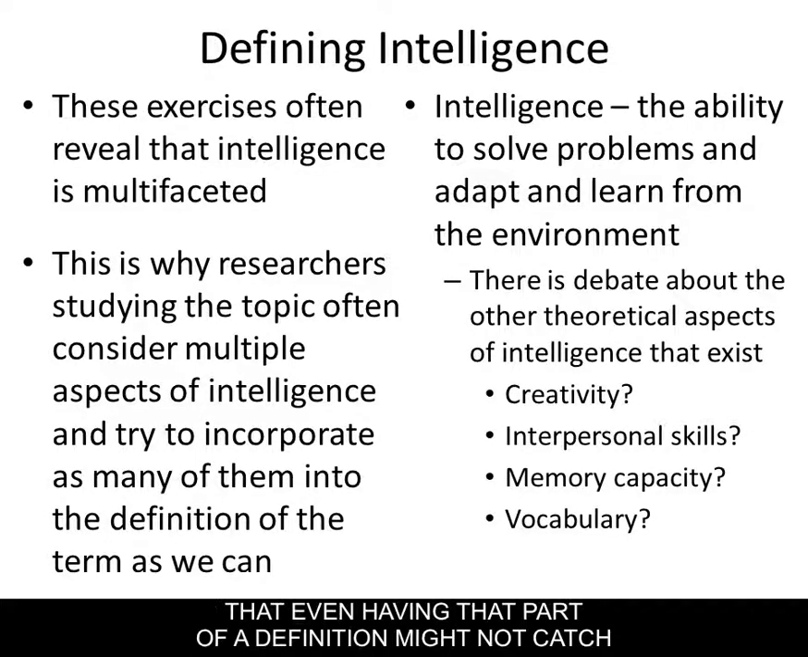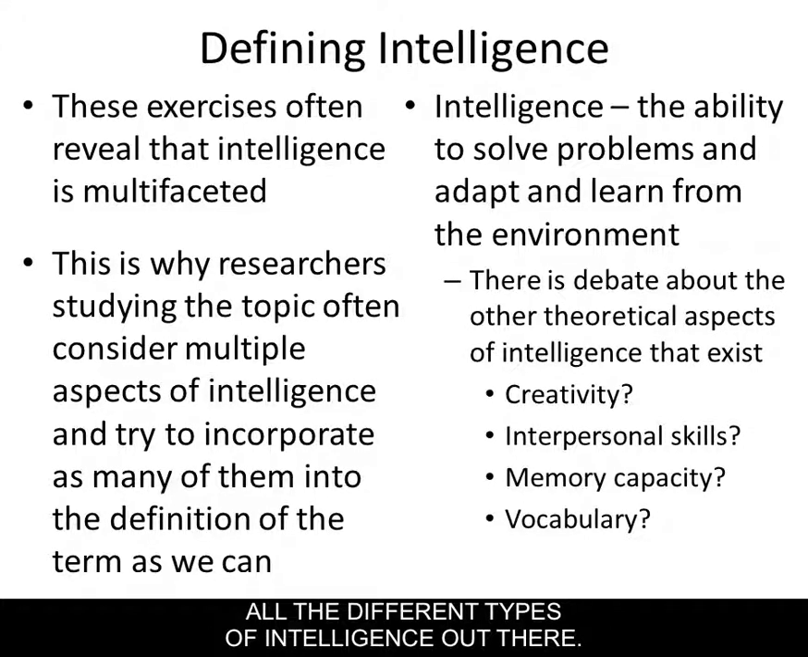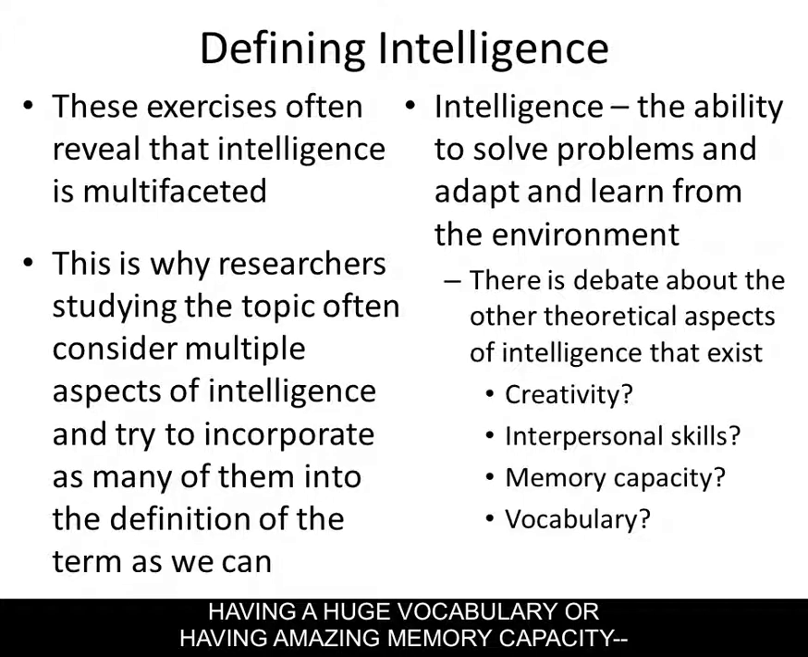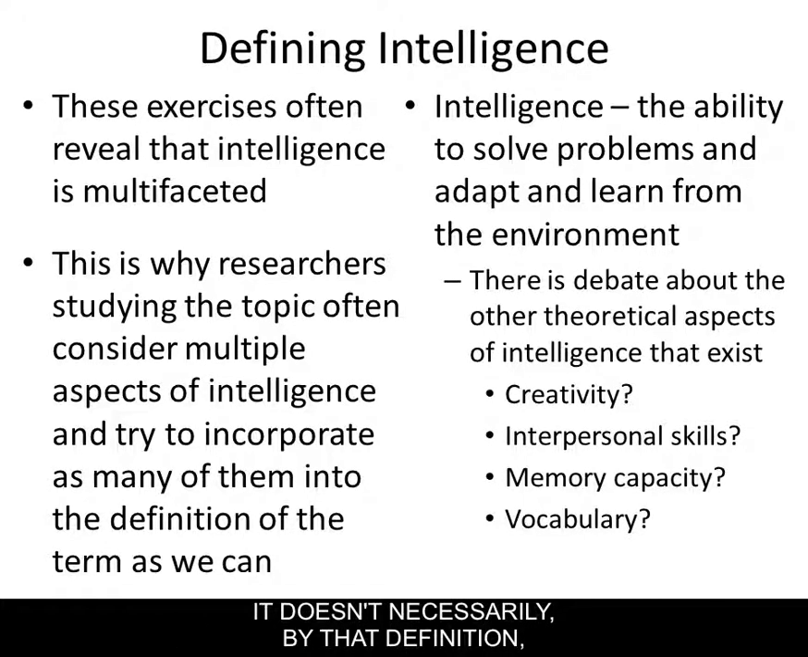But a lot of people argue that even having that broad of a definition might not catch all the different types of intelligence out there. There's a belief that this definition maybe doesn't include the idea of creativity in its base form. Interpersonal skills, the ability to talk to people, to convey ideas, also doesn't necessarily fit under that spectrum of intelligence, and things that we think of as being really important for intelligence, having a huge vocabulary or having amazing memory capacity, don't necessarily, by that definition, fit into this framework of what intelligence is.